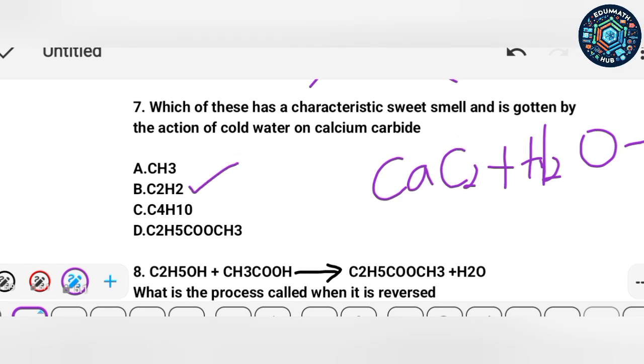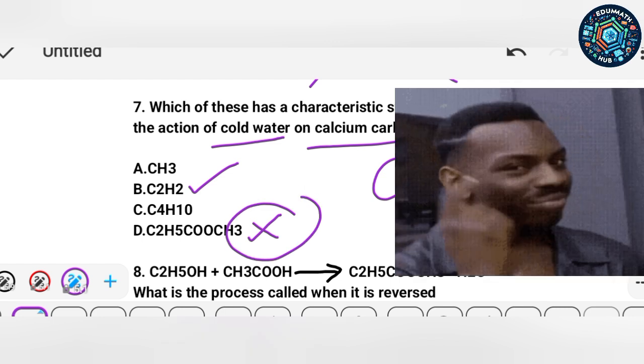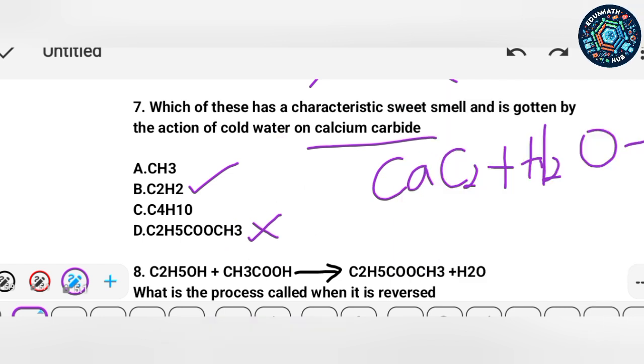You might be confused to go and pick this one as the answer. This is wrong. This is an ester. Esters have sweet smells, yes, but they're not produced by the action of calcium carbide on cold water. So this is a tempting option, but it is not the answer. The answer is C2H2, which is ethine. The answer is option B.